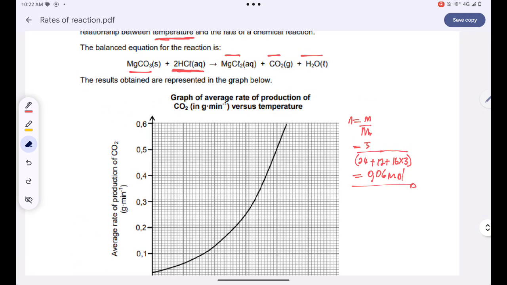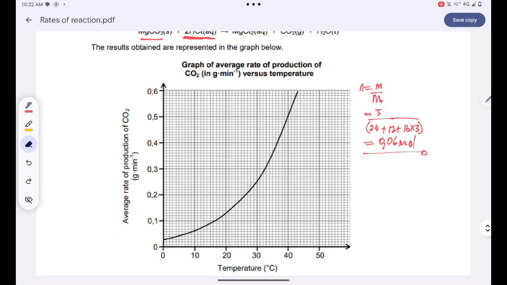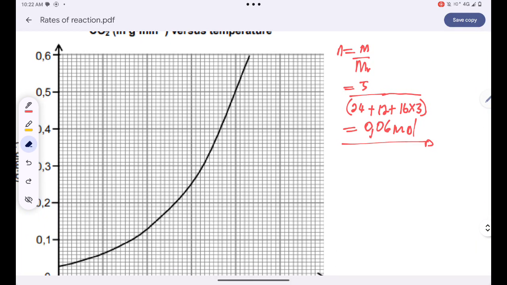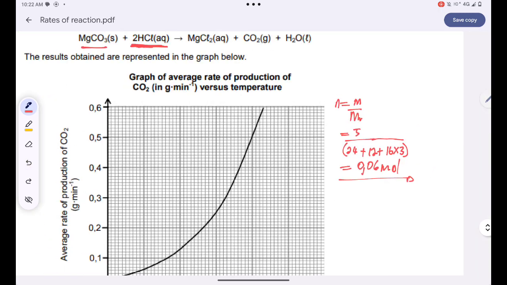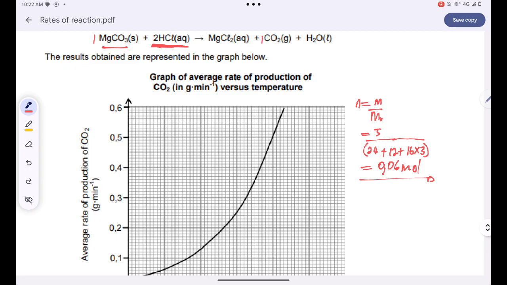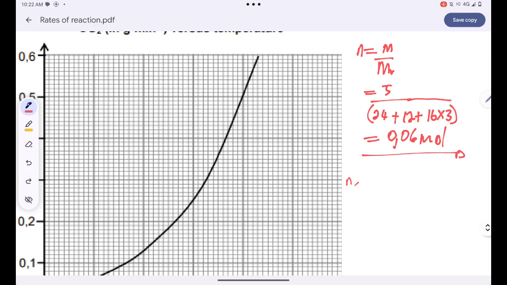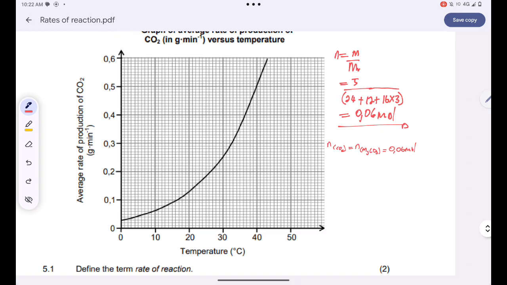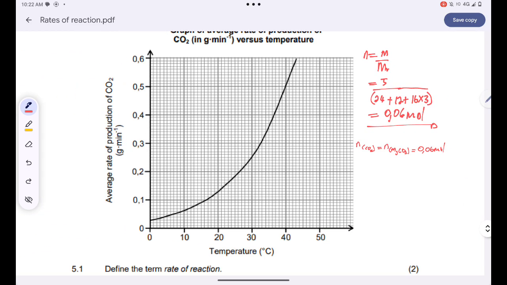Okay, I'm given the average rate of production of carbon dioxide. Please note that, guys, since this amount will be used up completely, I know that since the ratio over there is simply 1:1, the number of moles of carbon dioxide that will be formed will be equal to the number of moles of magnesium carbonate that will be used up, because the ratio is 1:1. So I'll simply have 0.06 moles. These are the number of moles of carbon dioxide that will be formed.